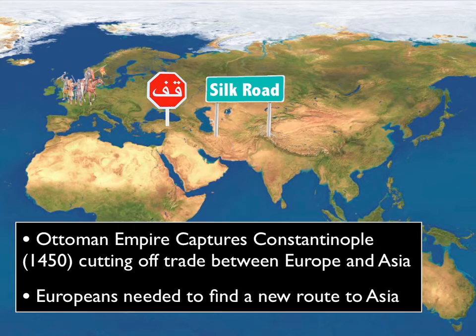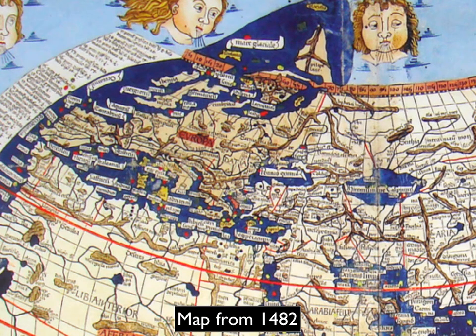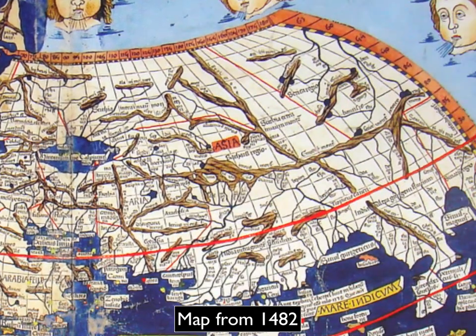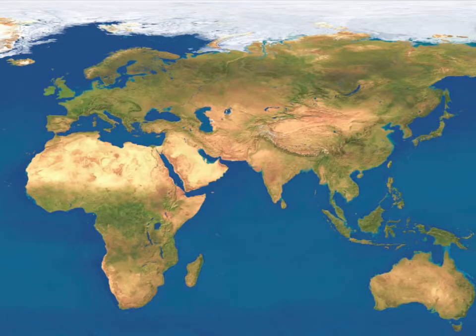At that time, educated people in Europe believed there were only 3 continents in the world: Europe, Asia, and Africa. And Africa was the most unknown to Europeans, as you can see from this map in 1482. All that changed in the middle of the 15th century as Portuguese ships sailed further and further down the coast of Africa.